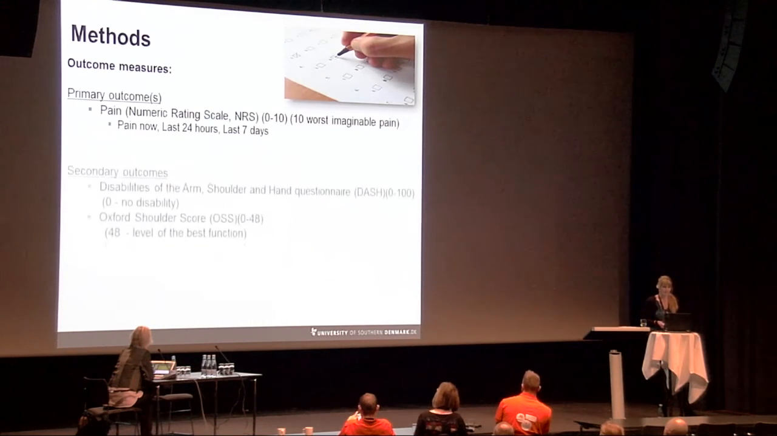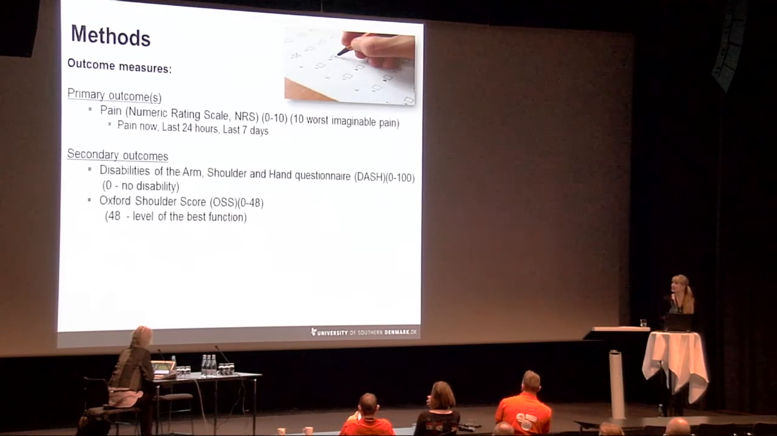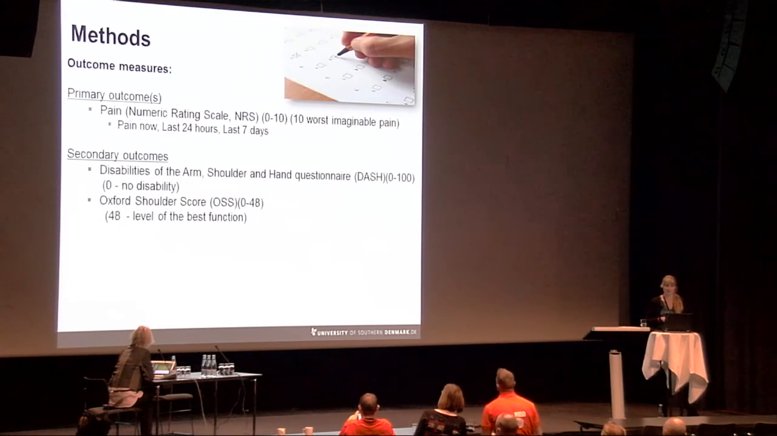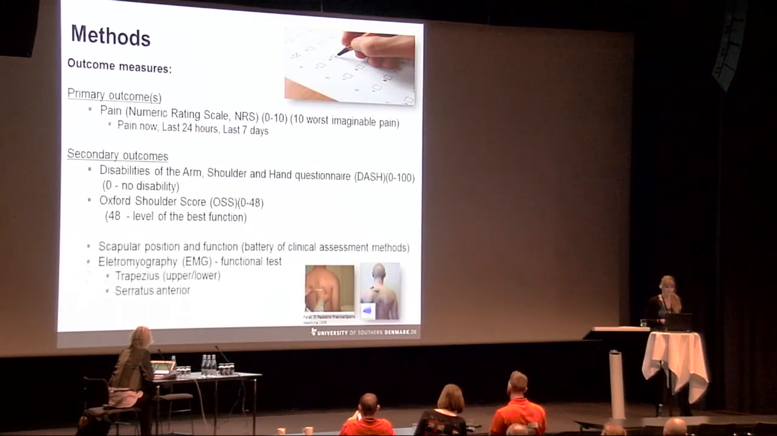As secondary outcome measures, we included the self-reported outcome measure Disability of Arm, Shoulder, and Hand questionnaire, the DASH, including 2 optional scales on sport and work. And also the Oxford Shoulder Score to measure shoulder function. Also measurements of scapular position and function, and electromyography measurements during a functional test of the trapezius and serratus anterior muscles were included. However, these outcome measures are not a part of this presentation today.